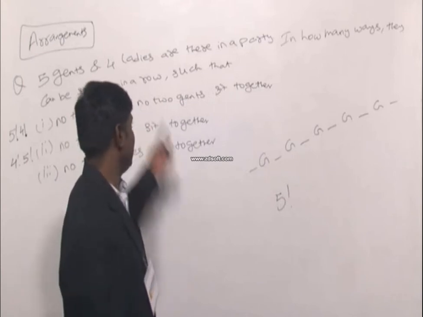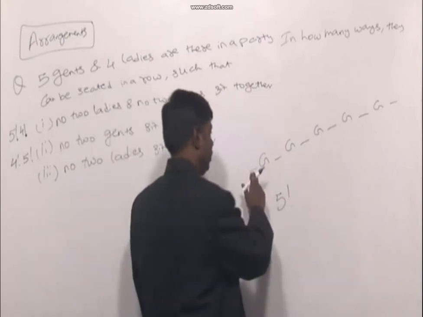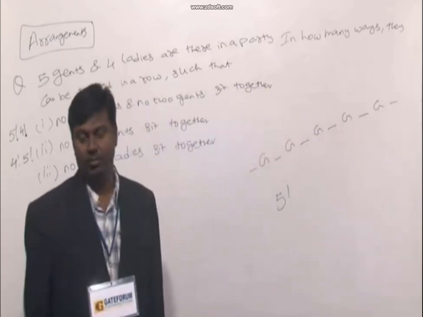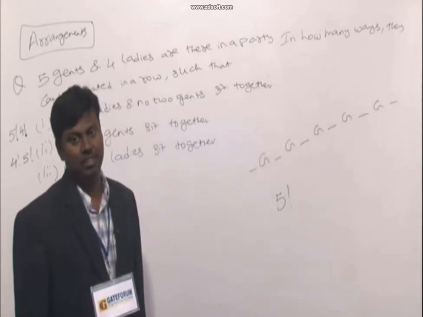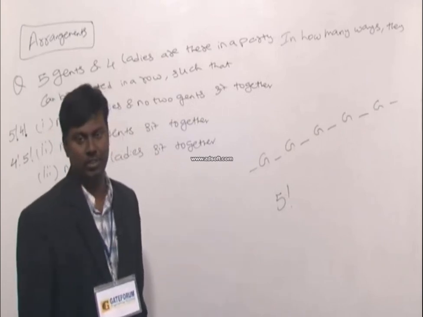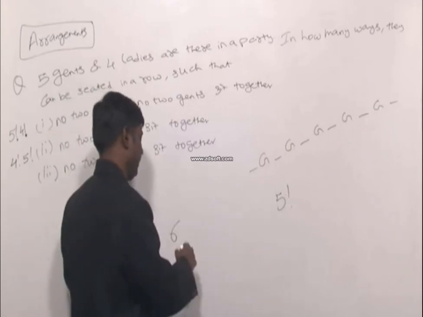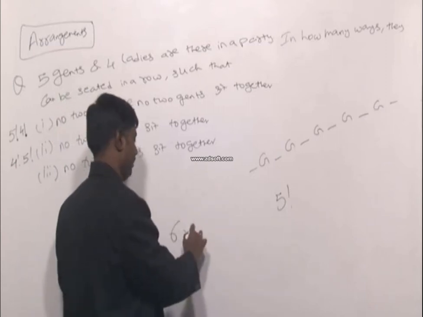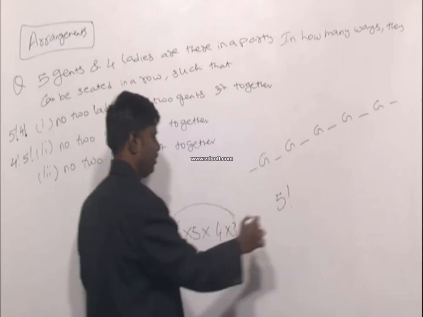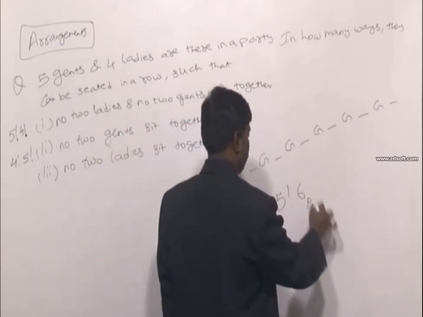Now, how many ladies are there? Just 4 ladies. How many positions are there? 1, 2, 3, 4, 5, 6 positions. 6 positions, 4 ladies. In how many ways can they be seated? First lady can sit in any of the 6 positions in 6 ways. Second lady can sit in any of the remaining in 5 ways. Third lady 4, fourth lady 3. Or in other words, it is 6P4.